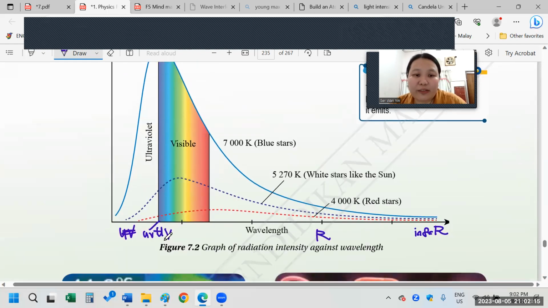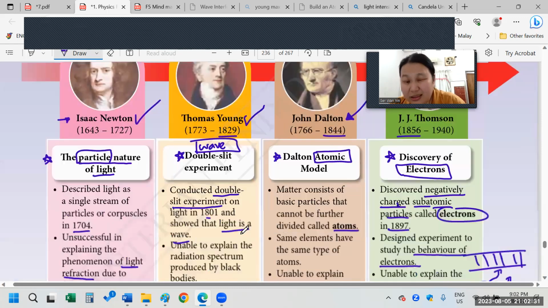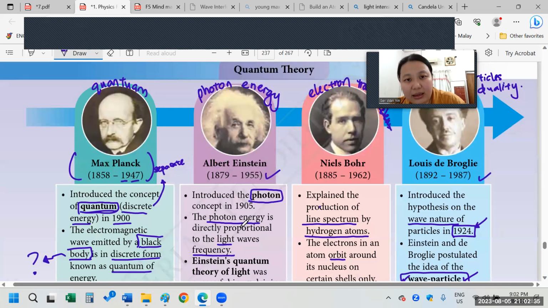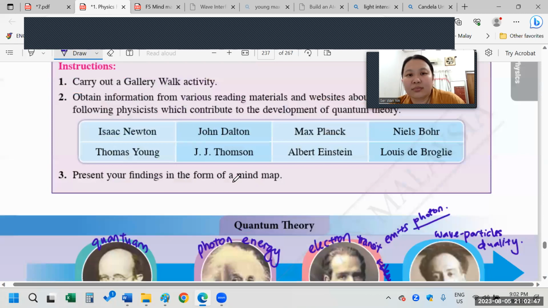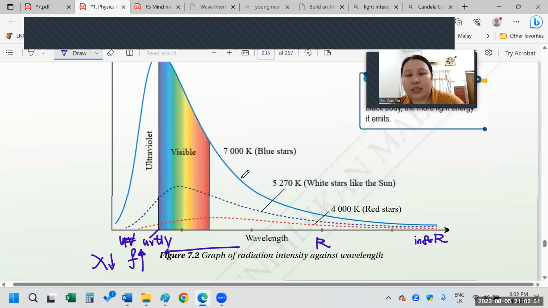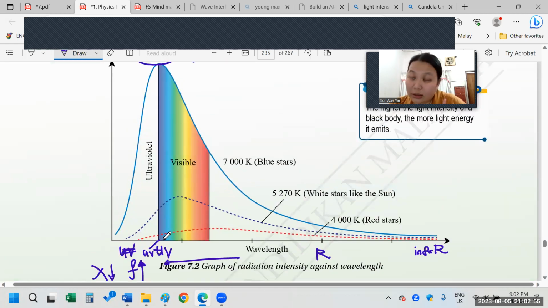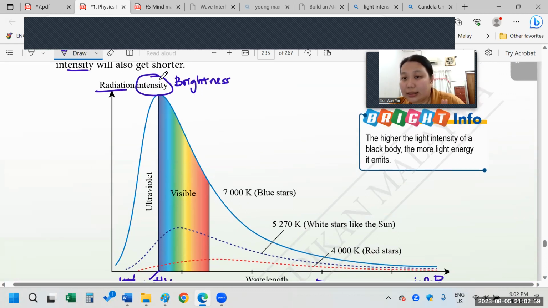Why? Because wavelength decreases, which means frequency increases. This is what quantum and photon, Planck and Albert Einstein said: energy is directly proportional to the frequency of light. So for this graph, they did experiments and recorded that the higher the frequency, the higher the radiation intensity. Radiation means it emits at a higher intensity. Okay, so the graph is like this.